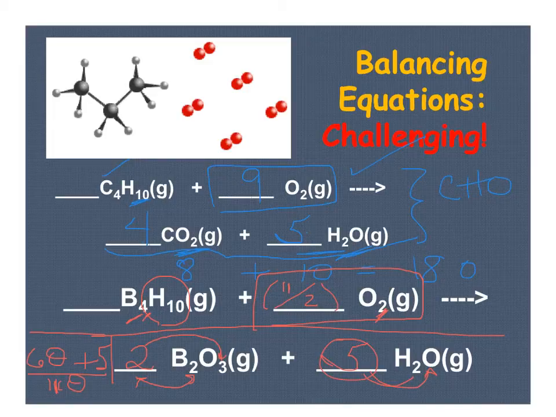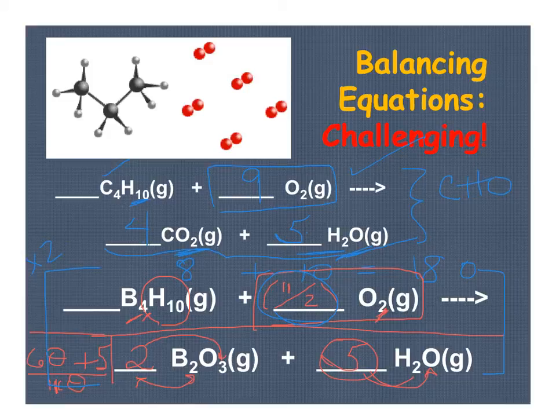You can't leave it like that. That is not a balanced reaction. You can't leave it in fractional form. So what you need to do whenever you have to play this trick is multiply all of the coefficients in the entire reaction by 2. That will get rid of the fraction.